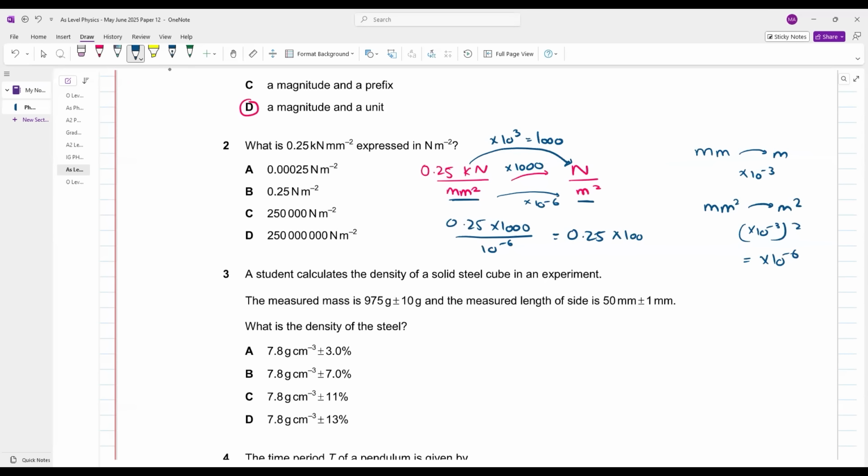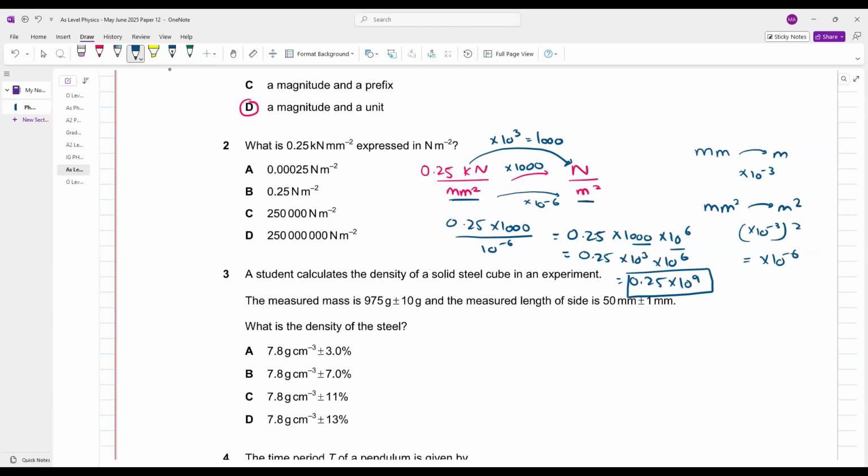0.25 into 1000 into 10 raised to the power of 6. I have taken this negative power to the top. This becomes positive. This is 10 ki power 3. This is 10 ki power 6. 0.25 into 10 ki power 3 into 10 ki power 6. This is equal to 0.25 into 10 ki power 9. Now, is there any option like this? 0.25 into 10 ki power 9?